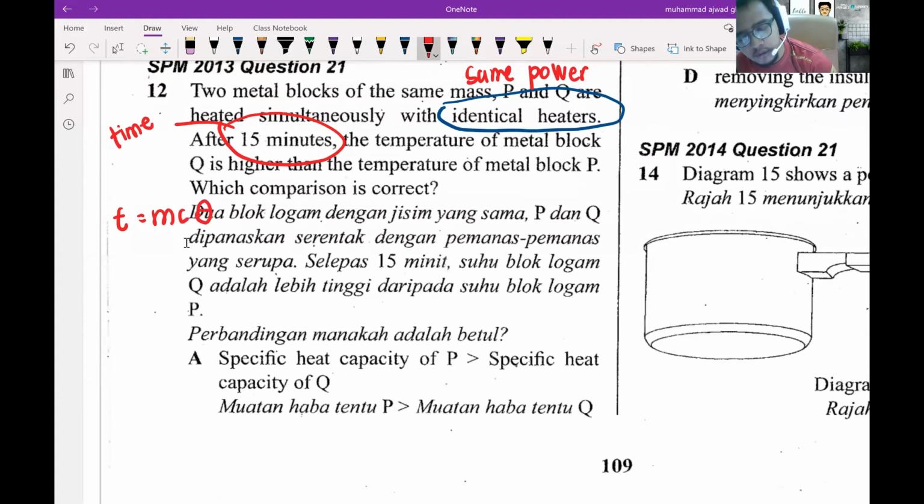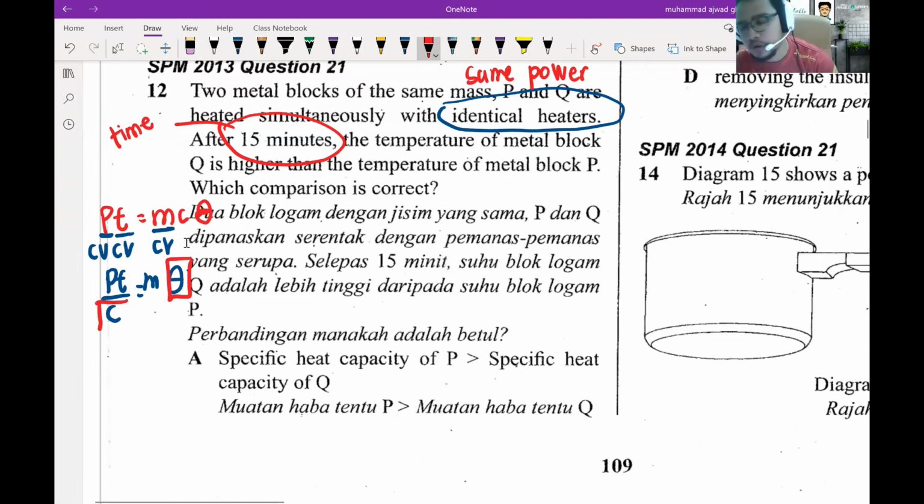So ini cikgu harap korang cekap benda ni. So ni korang akan pakai dalam semua bab. Okay, so same power, cikgu gariskan, same power constant, same time 15 minute constant, same mass constant. Okay, so dia bagi tahu the temperature of Q higher than P, maknanya ada dua blok berbeza. So it will be PT over C sama dengan M theta. What is the relationship between theta and C? Inversely proportional. So siapa yang ada higher temperature change, higher theta, C dia rendah.